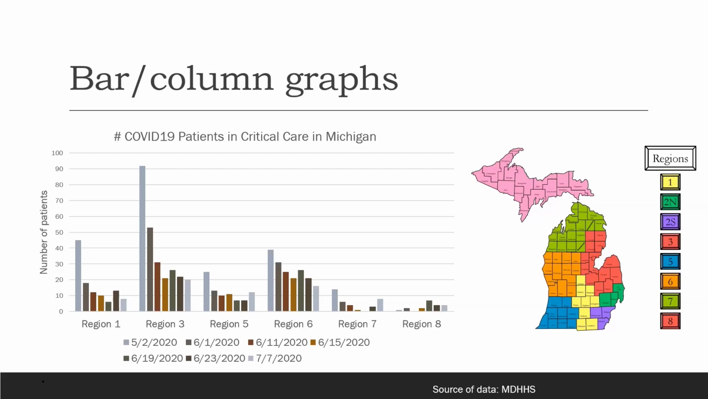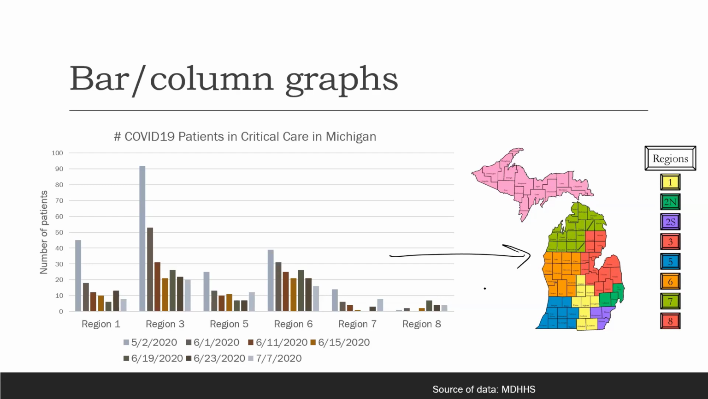This is actually for last summer. And it was looking at the number of COVID patients in critical care, so basically hospitalized, in Michigan, in different regions. And it probably would have been better if I had color-coded my graphs with the color codes here, because it would have made it a lot easier to read, wouldn't it, than having Excel's decision on colors.